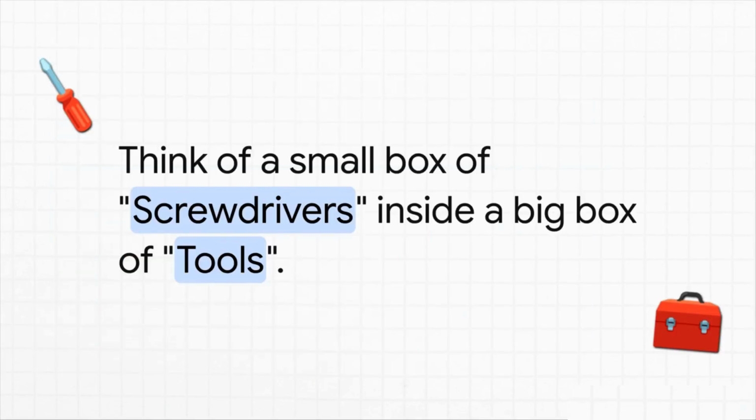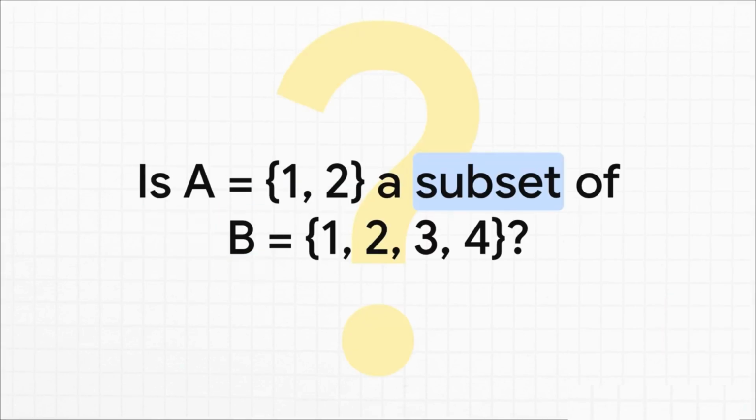I love this analogy. Seriously, picture it. Your main set is a big toolbox. Inside that big toolbox, you've got a smaller, separate box that only has screwdrivers in it. That little box of screwdrivers is a subset because every single item in it is also a tool that belongs in the larger toolbox. All right, pop quiz time.